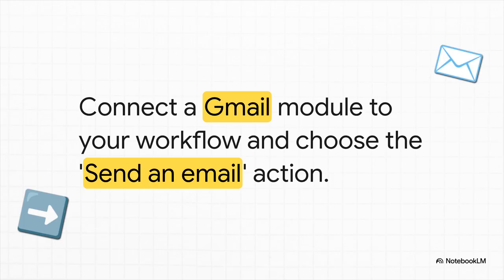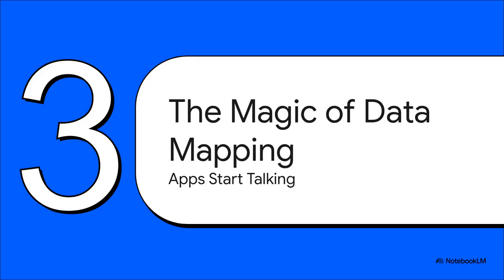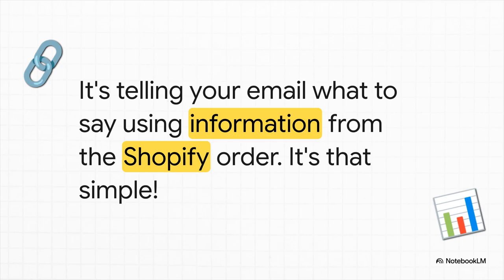Simple as that. Now, this next part, this is where the real magic happens. It's a concept called data mapping, and it's how we get our separate apps to actually start having a conversation with each other. I know, it might sound a little technical, but I promise you it's incredibly simple. Data mapping is literally just pointing and clicking. You're just telling the Gmail module, hey, for the to field, I want you to use the customer's email that you found in the Shopify order. You're just building a little bridge so the information can flow from one app to the other.